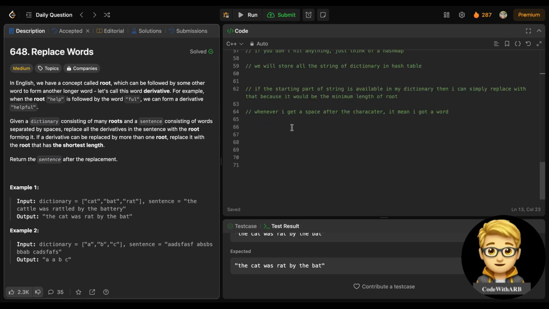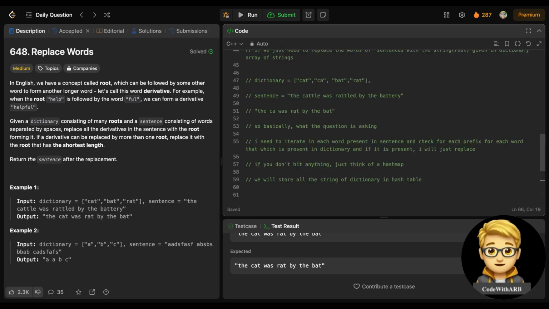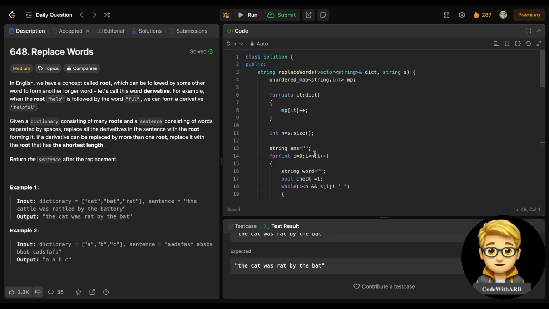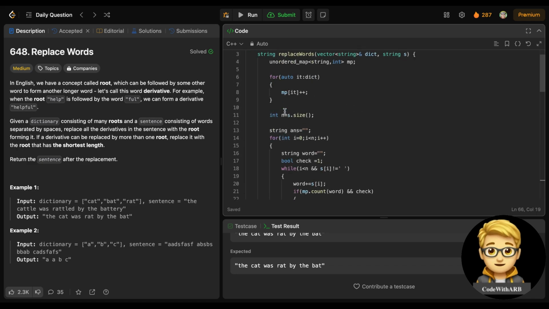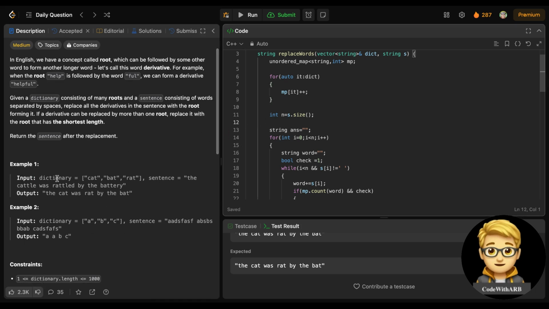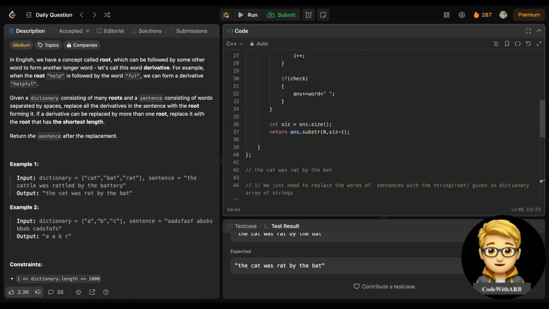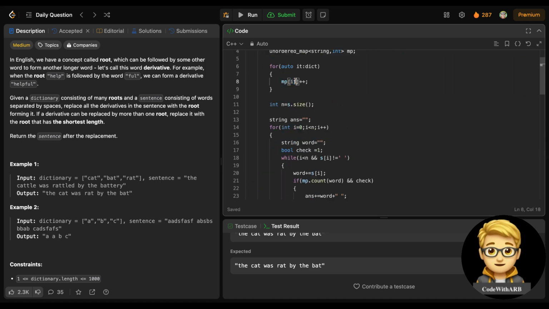So now what will be the time and the space complexity, right? Pause the video and think on your own about what the time complexity would be. Now I will tell you what the time complexity would be. Here we have taken an unordered map for inserting the dictionary strings. So that would be O of M, O of N for the dictionary.